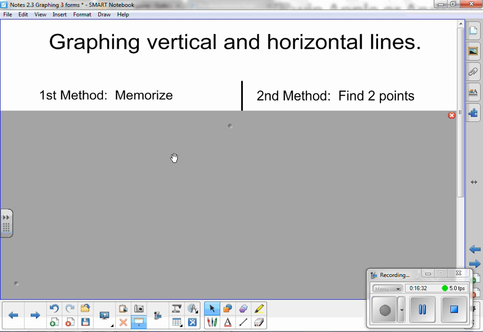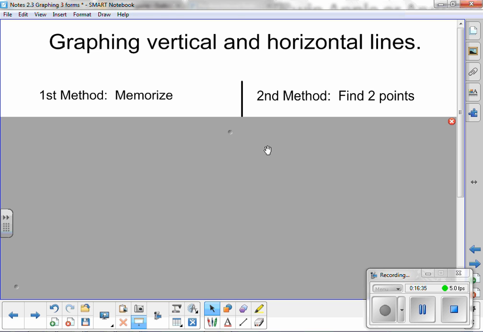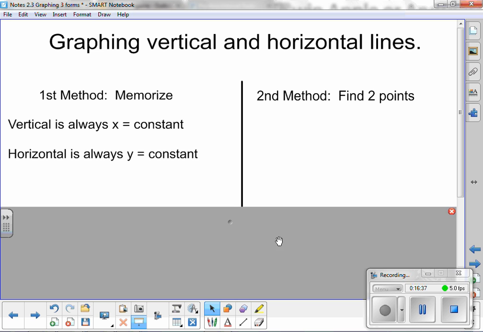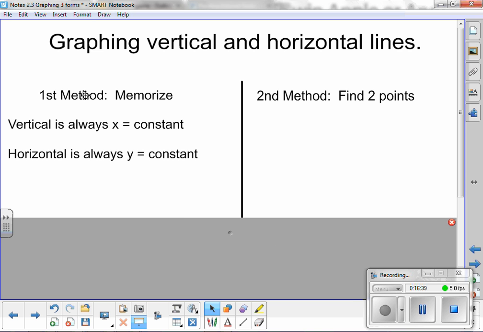Last one. Vertical and horizontal lines are kind of special cases. In order to graph, there's one of two methods. Either memorize and know that if you have x equals some constant number, that is always going to be a vertical line. If you have y equals a constant number with no variables, like y equals 7 or something like that, that's going to be a horizontal line at whatever that number is. The second method is to find 2 points. So I'll show you this on this one right here.